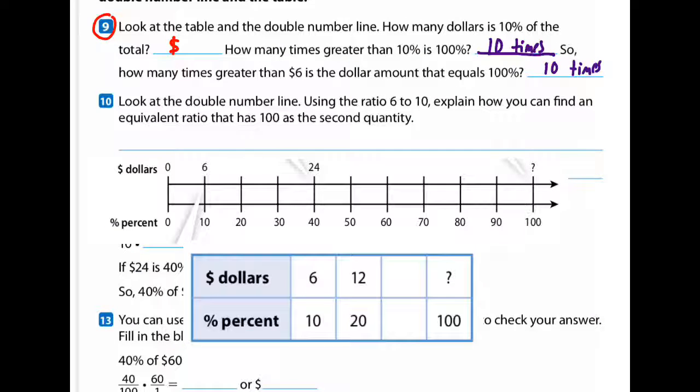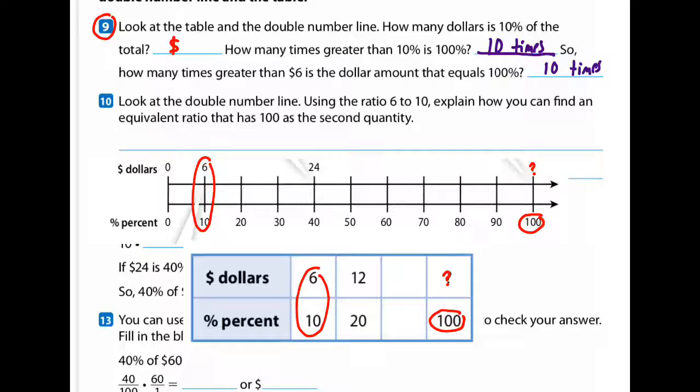All right, so for number 10, we're going to answer that. Now notice I moved the double number line in the table down here so you could see. It says look at the double number line. Using the ratio 6 to 10, explain how you can find an equivalent ratio that has 100 in the second quantity. Okay, let's talk about that. How can you find an equivalent ratio that has 100 in the second quantity? So it wants to know, if you know the ratio is 6 to 10, how can you find blank over 100? All right, so pause the video and write a short sentence to answer that question, then restart it. Go.